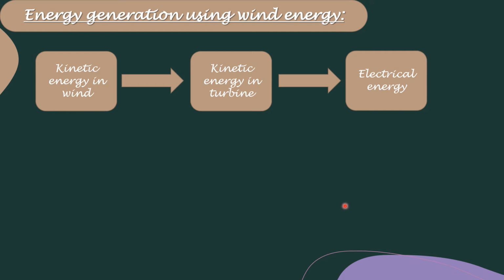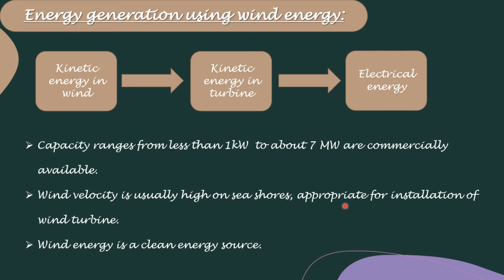Now students, the machine which converts the kinetic energy of wind to electrical energy is called a wind turbine. Wind turbines with capacity right from less than 1 kilowatt to about 7 megawatt, that is 7,000 kilowatt, are commercially available. And depending on the wind velocity available at the site of installation, a wind turbine with specific capacity is selected. And the wind velocity at a specific location depends on many geographical factors.